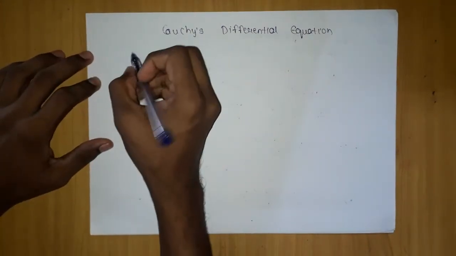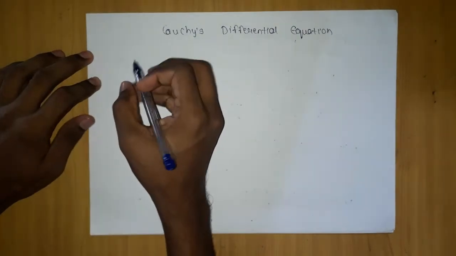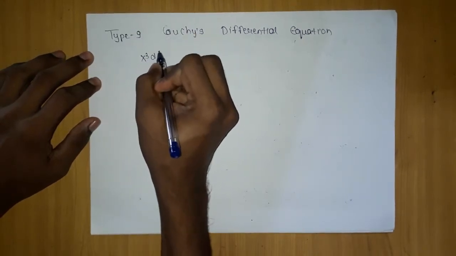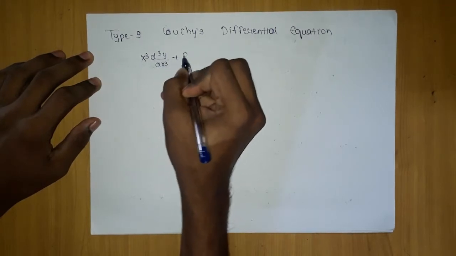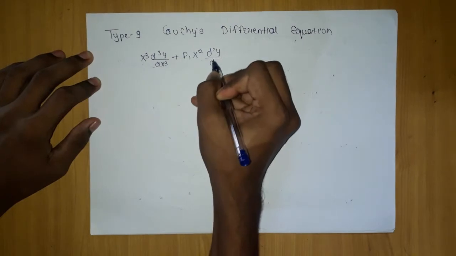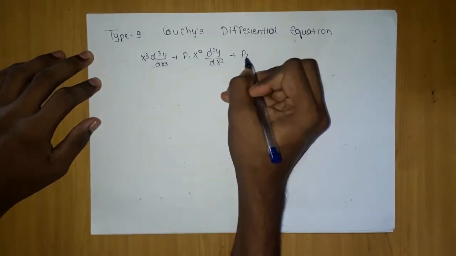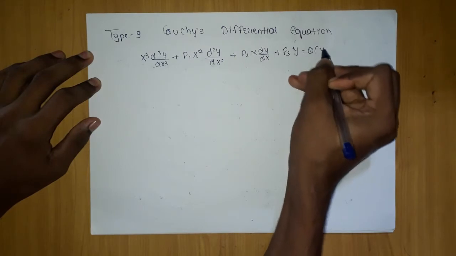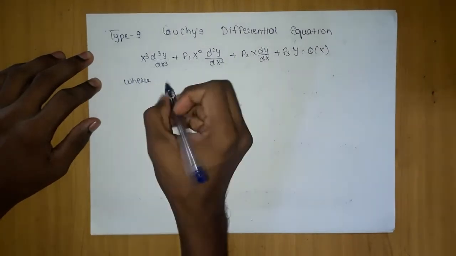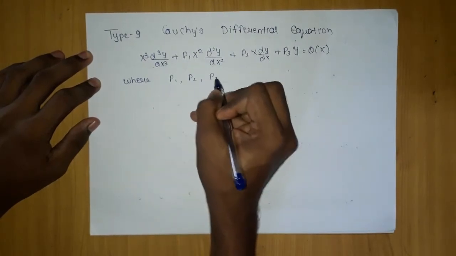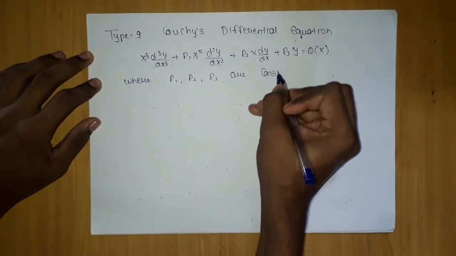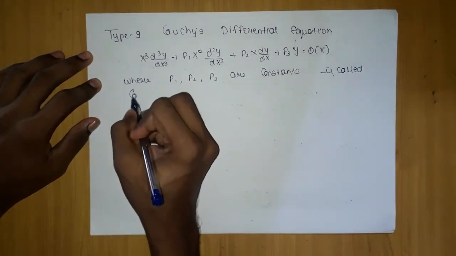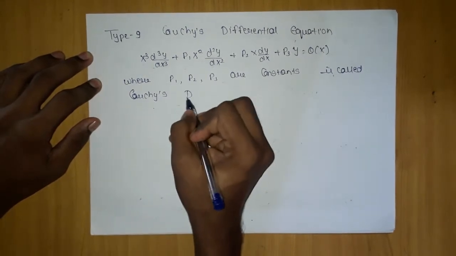So the standard differential equation which you will observe in the Cauchy differential equation topic, which is type 9, is x cube d cube y by dx cube plus p1 x square d square y by dx square plus p2 x into dy by dx plus p3 y equal to q of x, where p1, p2, p3 are constants. This is called Cauchy's differential equation.